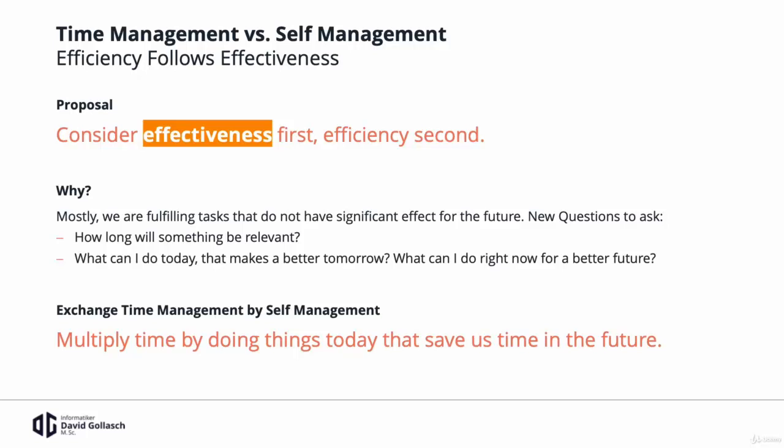So that helps you to multiply time virtually by doing things today that save you time in the future. So actually, I propose to exchange time management with self-management. So you take a look in the first place at yourself and your own future, and afterwards at time management strategies to be more efficient by doing the things that you decided you want to do, right?